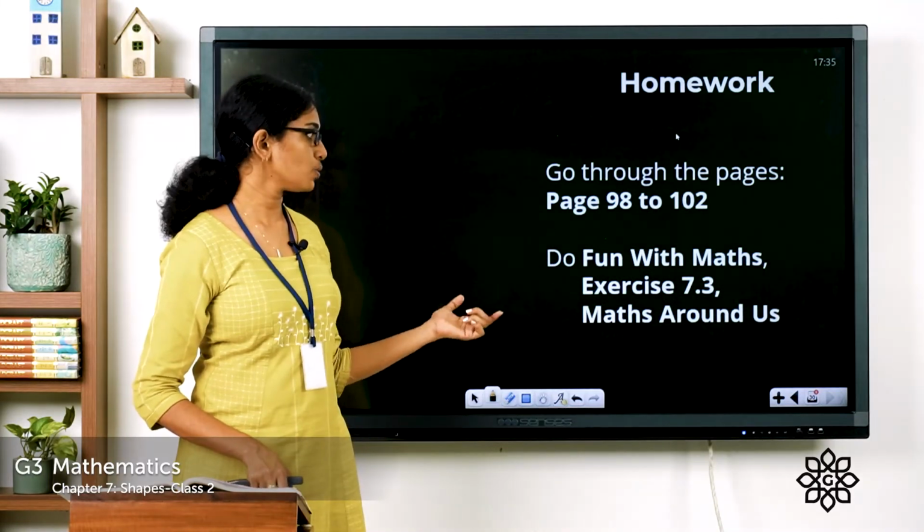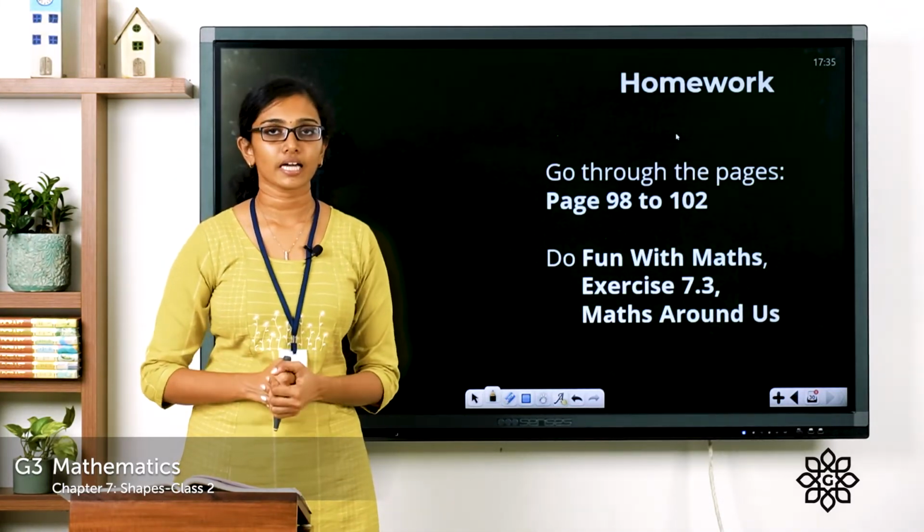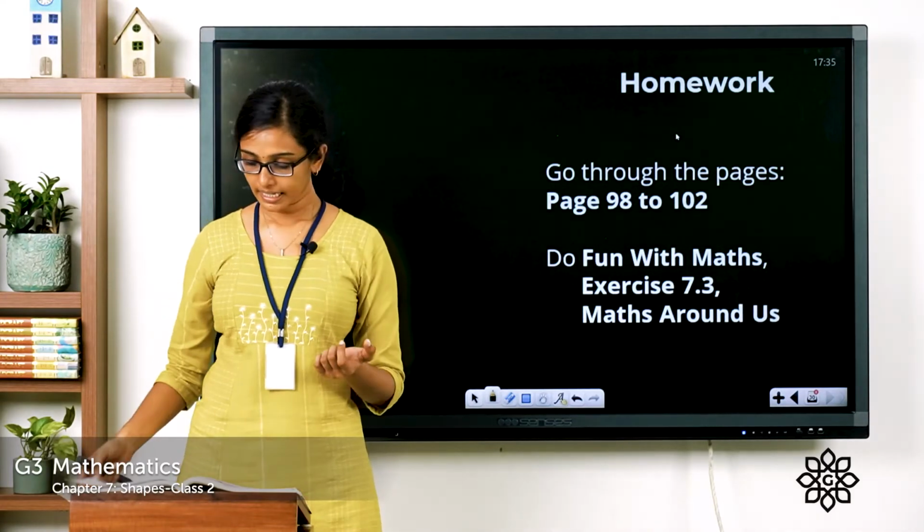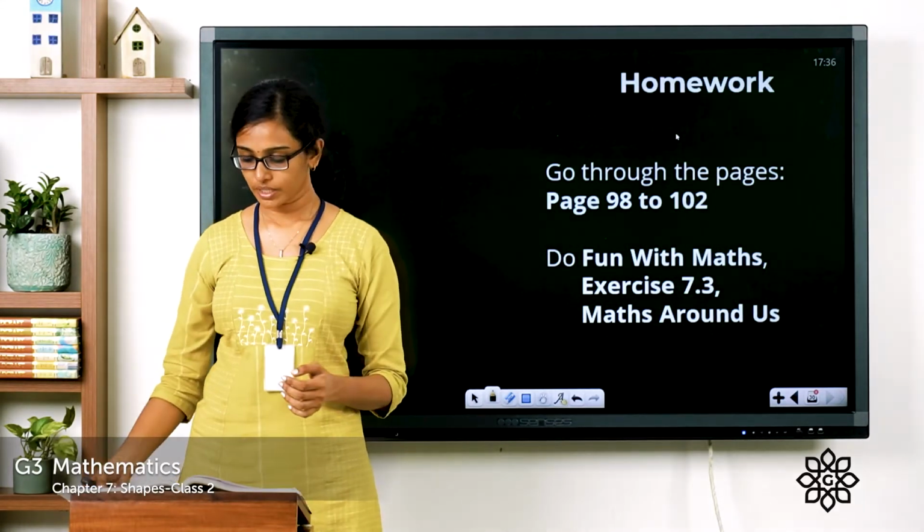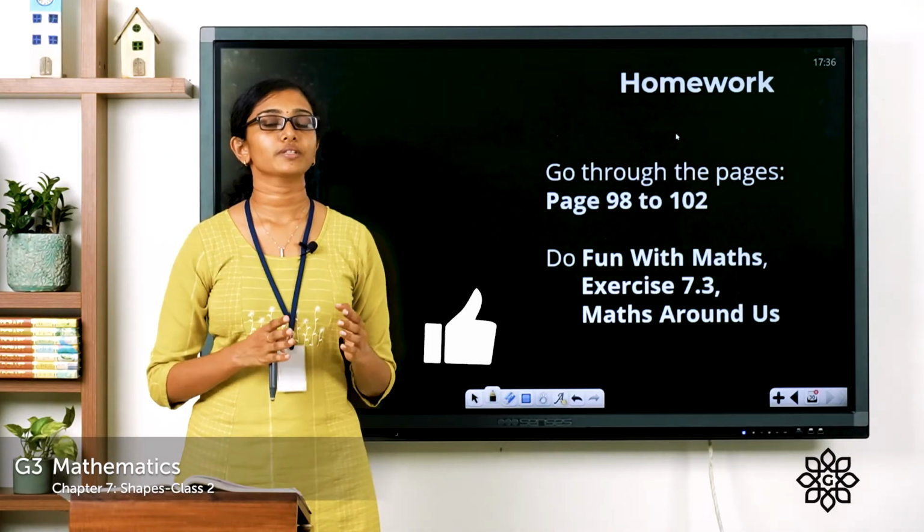And in 102, you can see the heading Maths Around Us. Go through that as well. And again in 101, there is a value education question, VE. Please go through that as well and do accordingly.